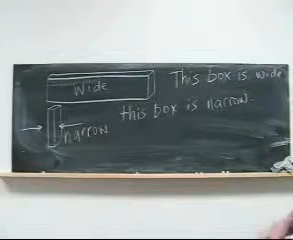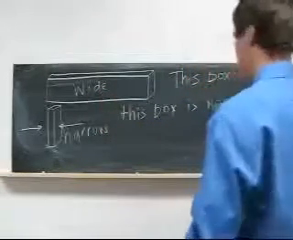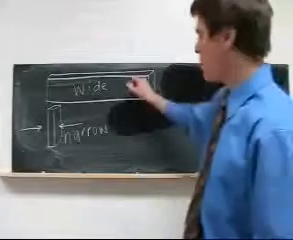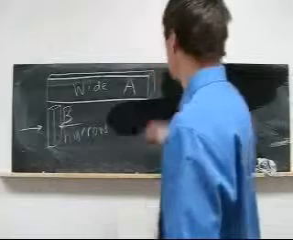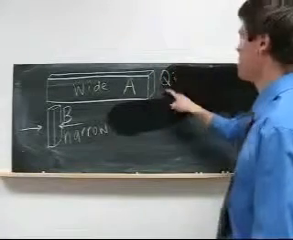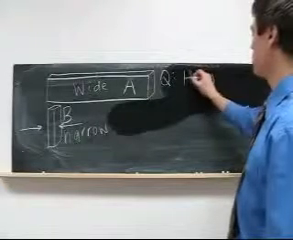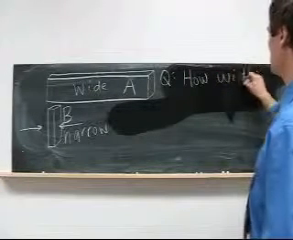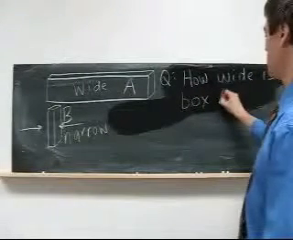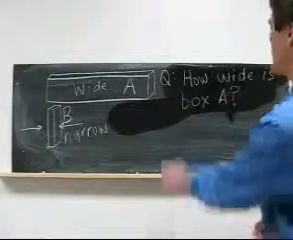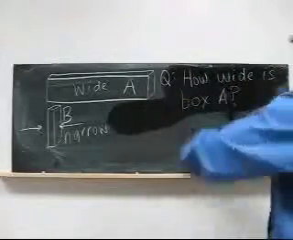So you could say the question, how wide is this box? Let's say this one's box A and this is box B. The question, Q for question, how wide is box A? How wide is box A?